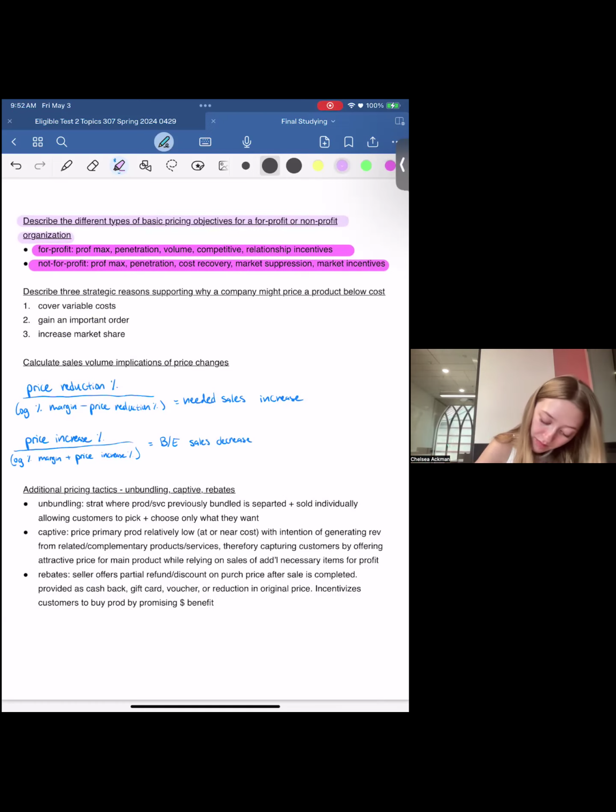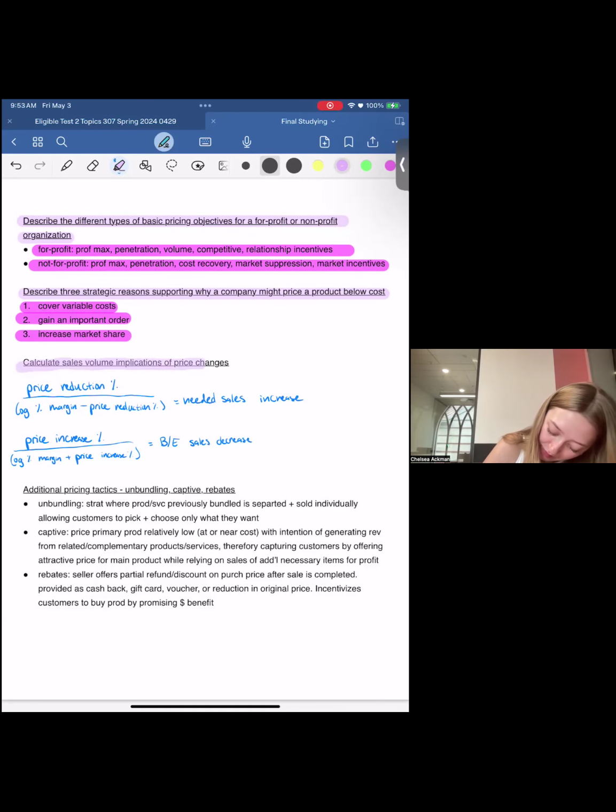Describe 3 strategic reasons why a company might price a product below cost. And these are to cover variable costs, gain an important order, and increase market share.